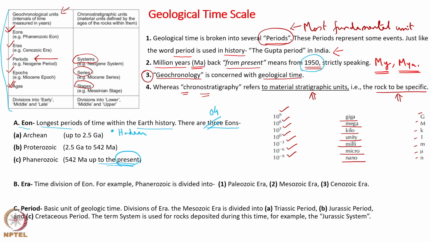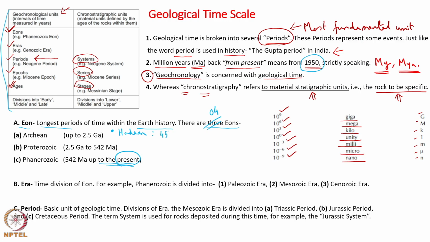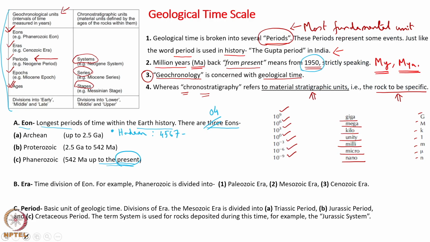Hadean is the bottommost or the oldest, and what is the time range? 4567 up to 4031 plus minus 3 million years. Then Archean, this definition needs to be changed. It will be 4031 plus minus 3 million years up to 2.5 billion years.